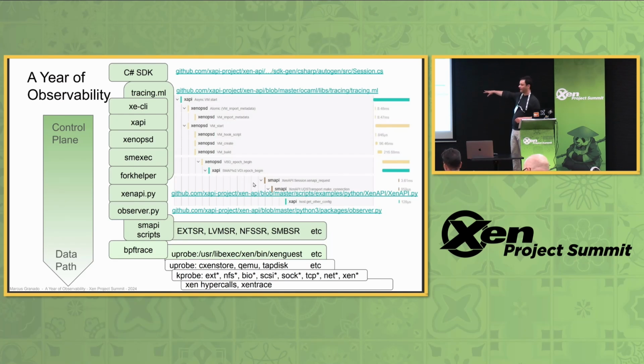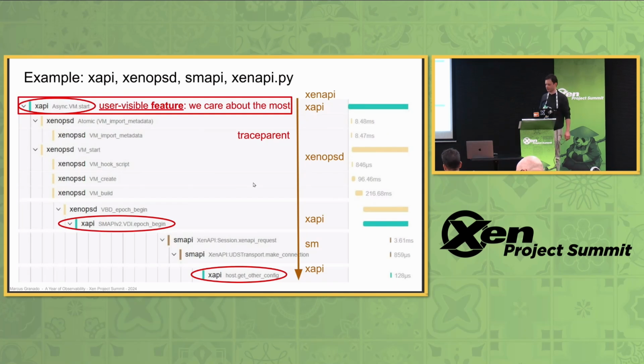So we don't have a nice graph for the data path yet, but it's something I'm planning to do next month. And as an example of what we now have in terms of control plane that we're able to obtain all the time, here it is. That's essentially a zoom of the other diagram that was there. At the top, we have something important. It's the VM start.